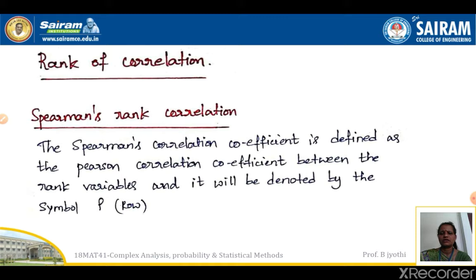The definition of the rank correlation or the Spearman's rank correlation. The Spearman's correlation coefficient is defined as the Pearson's correlation coefficient between the rank variables, and it will be denoted by the symbol rho.